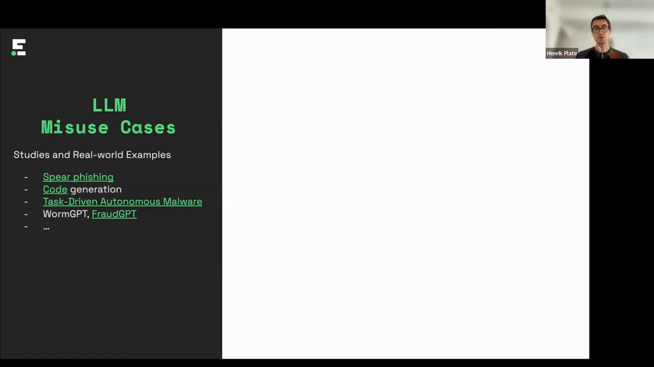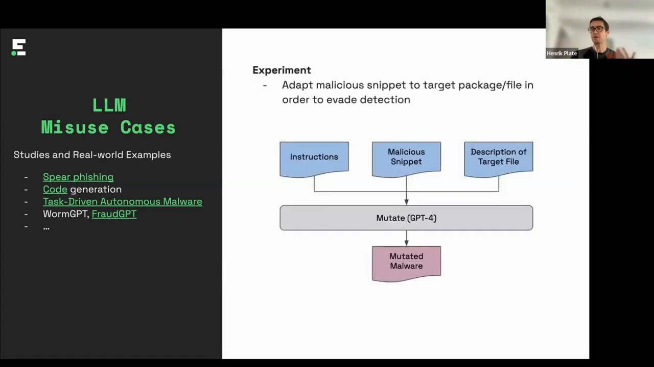And those fine-tuned models, of course, do not have the same guardrails as the commercial alternatives. Along those lines, we conducted one experiment, which confirms the possibility and the danger of LLMs being available to attackers. What we did is we tried to understand whether it is possible to take malicious snippets, like the one you have seen a few slides back, in order to create mutations or variants that adapt to a target package that could be a possible target of an injection attack.